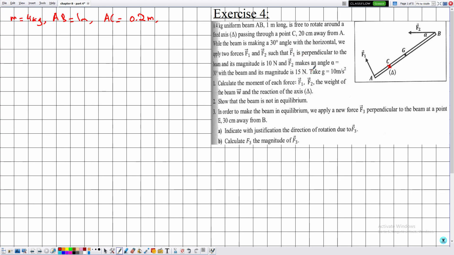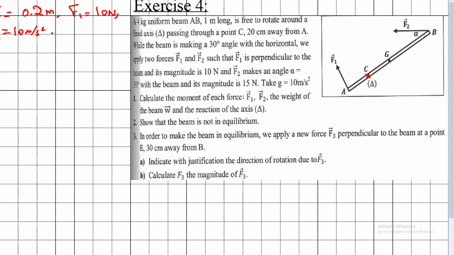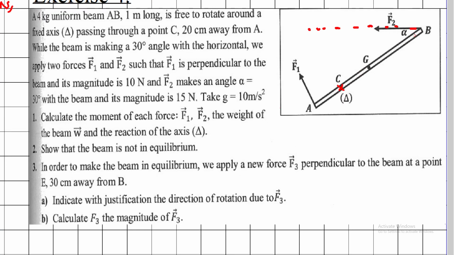While the beam is making a 30 degrees angle with the horizontal, we apply two forces F1 and F2 such that F1 is perpendicular to the beam and its magnitude is 10 newtons. And F2 makes an angle alpha equal to 30 degrees, and we have that F2 is equal to 15 newtons, and take G equal to 10 meters per second squared. Now, this is the horizontal direction, okay? So at all points of the beam, we can consider infinite lines corresponding to the horizontal.